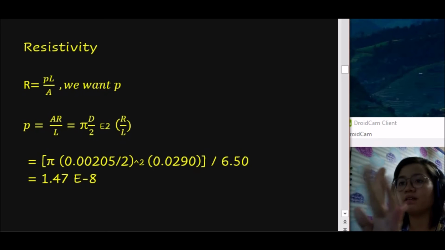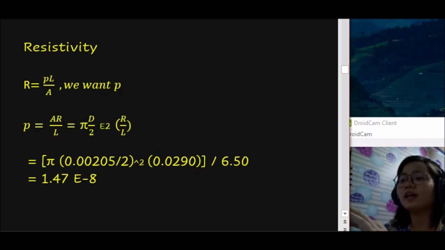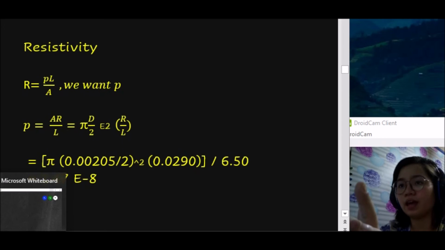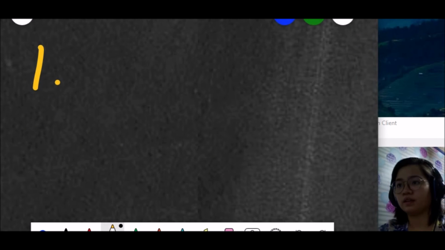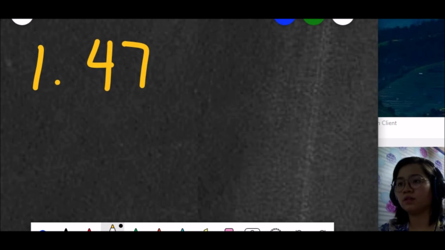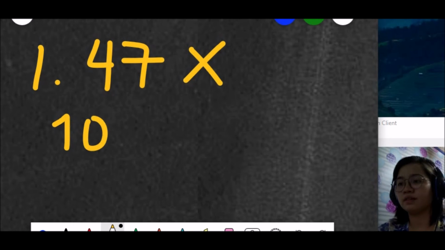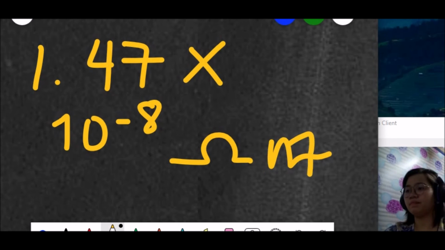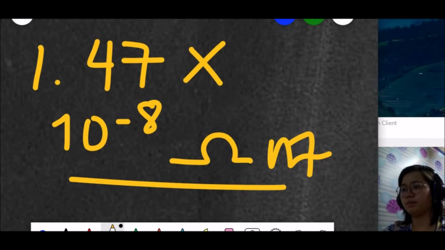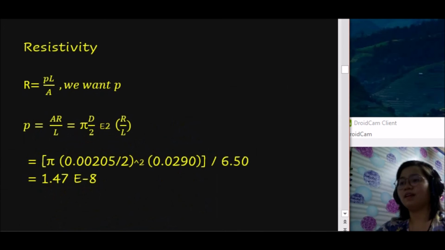Now calculating everything, we're going to have 1.47 times 10 to the negative 8 ohm meters. So the answer would be 1.47 times 10 to the negative 8 ohm meter. Okay, that's the answer for our second question.